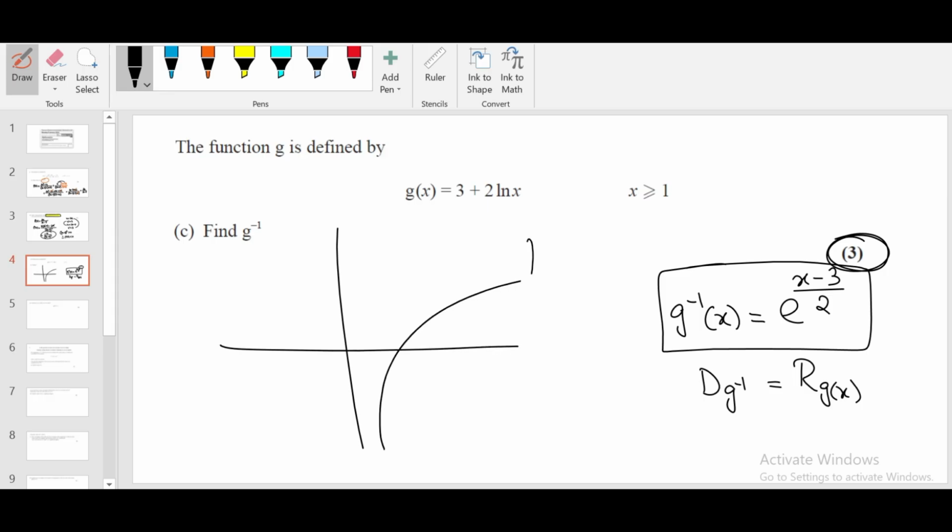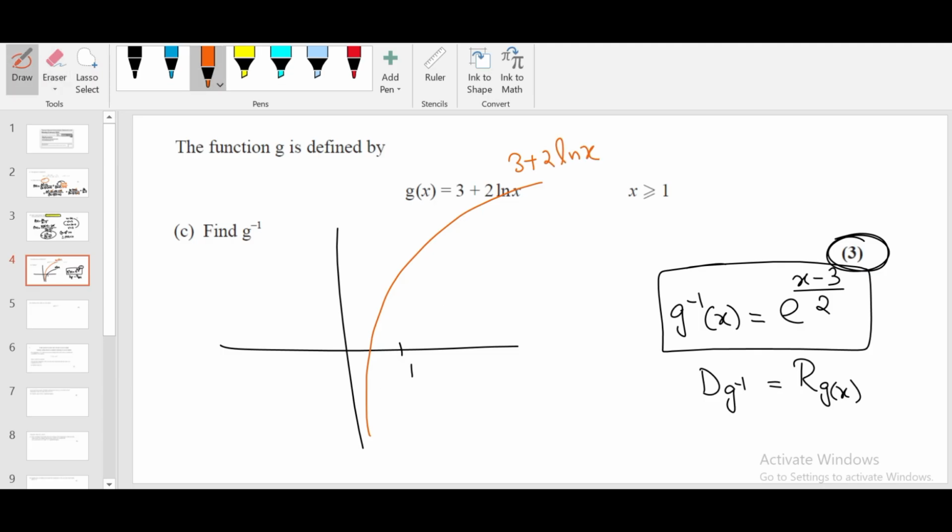This is the graph of ln x with x-intercept 1. Even if you take 2 ln x, it's just a stretching and will not change the x-intercept. Now when you add 3, the function will move upwards 3 units. So the function will be somewhere here. That's 3 plus 2 ln x.